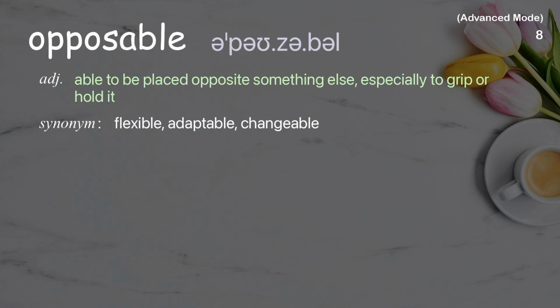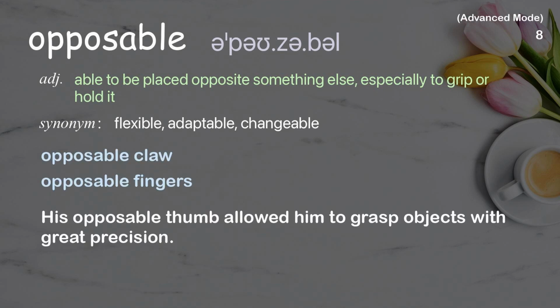Opposable. Able to be placed opposite something else, especially to grip or hold it. Examples: Opposable claw. Opposable fingers. His opposable thumb allowed him to grasp objects with great precision.